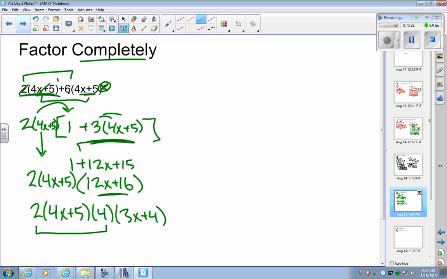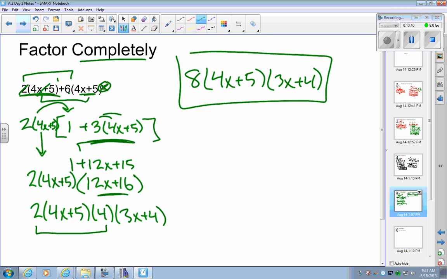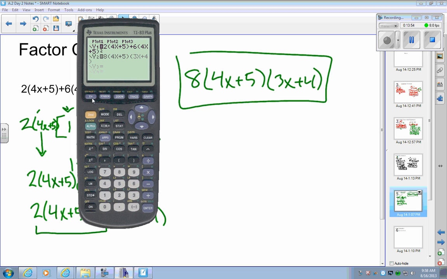Let's throw these together and get a final product of 8, 4x plus 5, 3x plus 4. So what happens is you get these complicated expressions like this, but really it just simplifies down to that right there. And we can check that in the calculator as well. So I went ahead, threw both of those in. You can see complicated expressions can just turn into simple things like that.